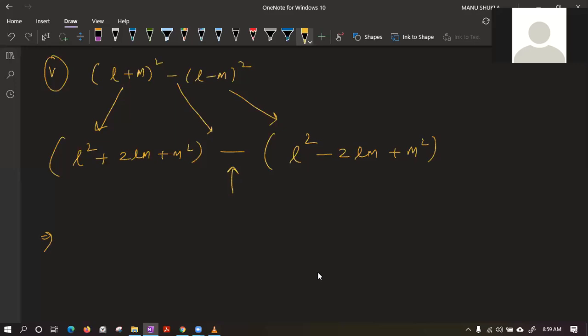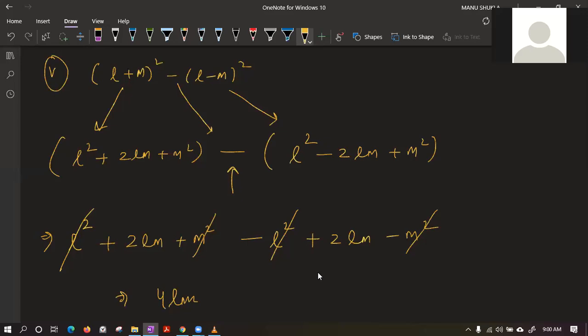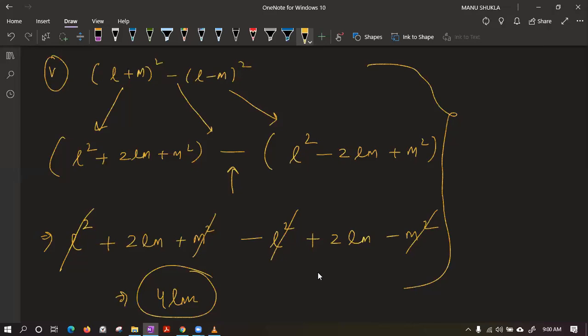So now open the brackets. You will get L square plus 2LM plus M square minus L square plus 2LM minus M square. And now you can see L square cancels, M square cancels. Answer is 4LM. The easy way is this one, but you should have an idea of the above one also. You should have an idea of both of them.